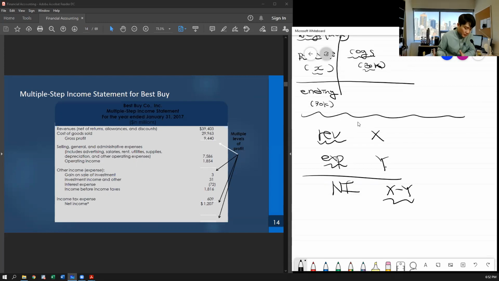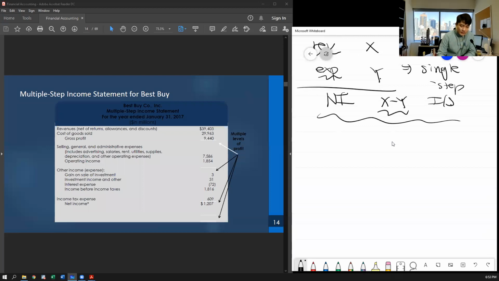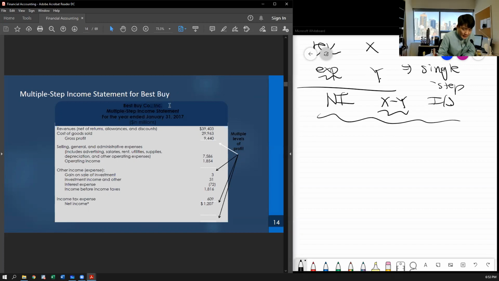Very simplified version, and this is what we call a single step income statement. But when you actually take a look at real world income statements, there are actually multiple levels of categories associated with the income statement. For example, taking a look at this Best Buy company's income statement for 2017, okay? The company reports a total revenue of $39 billion.